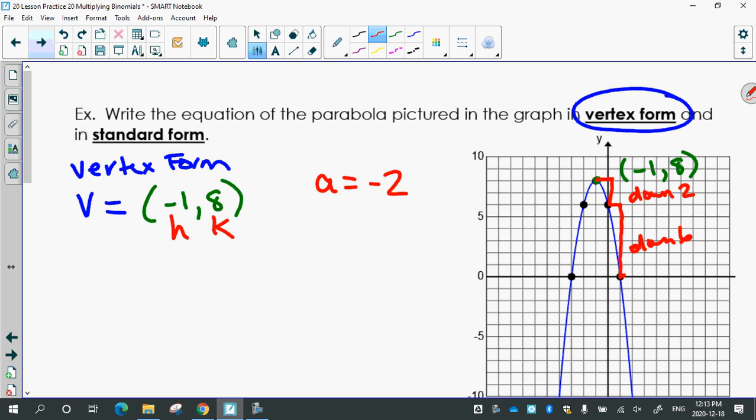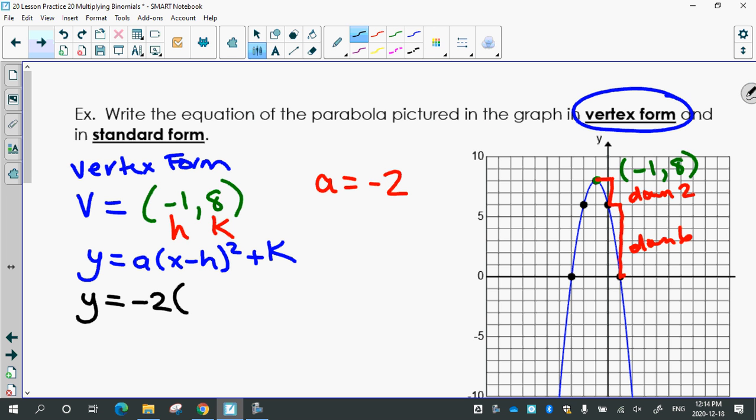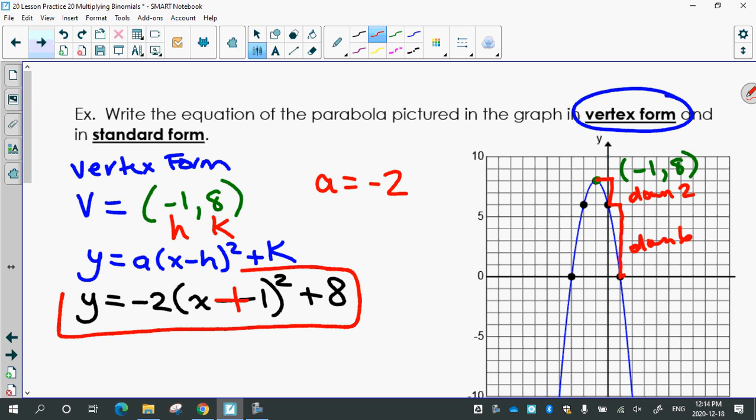So then I just take the general equation, which is this, and sub in A, H, and K into the proper spots. Okay? So it's going to be y equals -2 bracket x minus -1 bracket squared plus 8. But I would never leave it with minus -1. I would change that to plus 1. So this is vertex form.